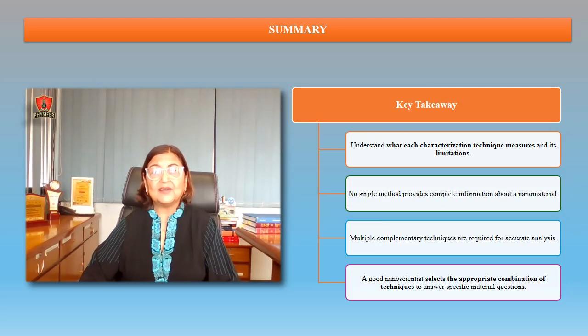The key takeaway is this: understanding what each technique measures, what its limitations are, and why you need more than one. A good nanoscientist doesn't just run measurements. They choose the right combination of techniques to answer the specific questions their materials demand.